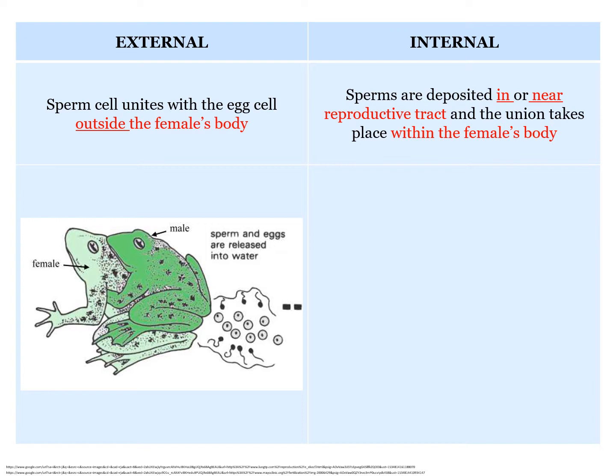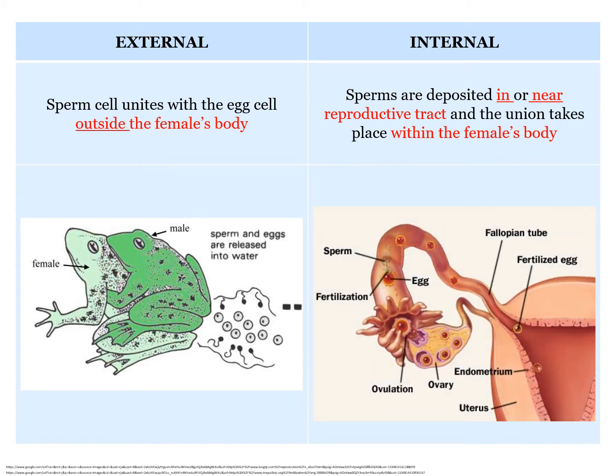On the other hand, if the gametes are deposited in or near the reproductive tract and the union, this is the important process, happens within the female's body, it is an internal fertilization. An easy example here is humans. So the key here is to make sure where the union of sperm and egg cells happens, whether it is inside or outside of the female's body.